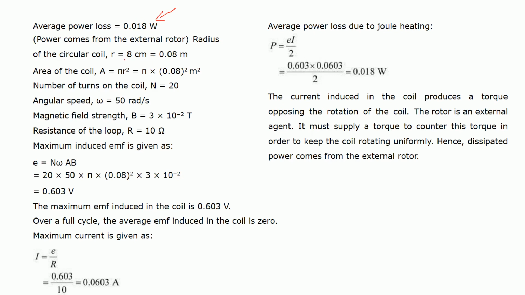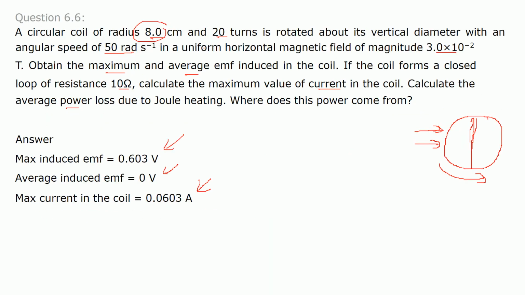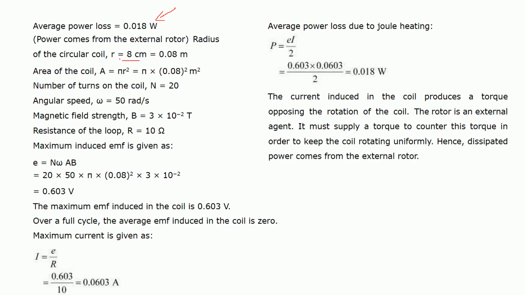So the radius is given as 8 cm. We are putting these values, all these values we are writing just. So radius is 8 cm, we will convert into meter. Because it is a circular coil, the area will be pi r square. This radius is now 0.08 meter. So pi r square, this will be the area. Now the number of turns is 20, which is already given in the question. Angular velocity omega is there. Magnetic field strength is this, radius is this.